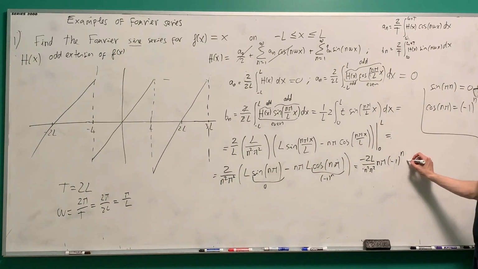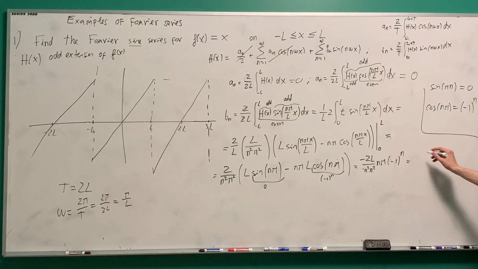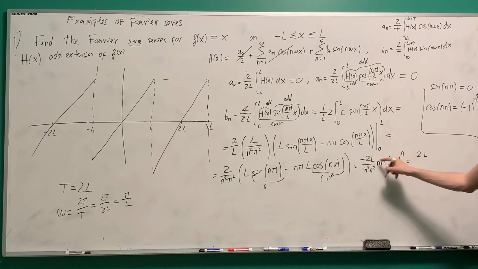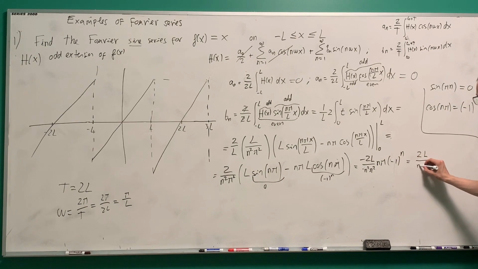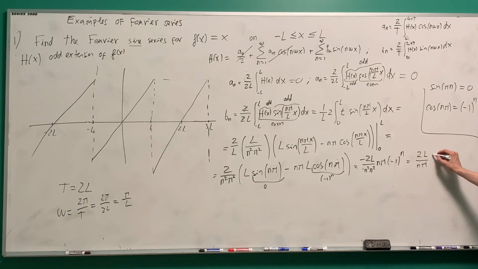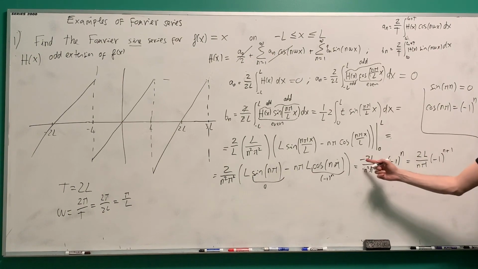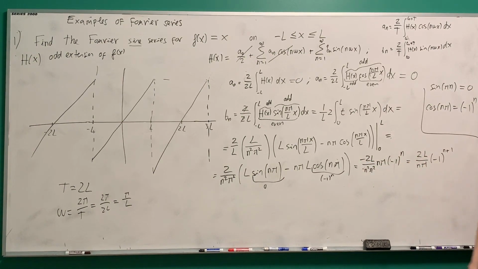Wonderful, we can simplify this and simply put the minus sign in here, and we're going to get the following. So this is 2L over n pi, canceling one of the n pi's in the denominator, times minus 1 to the n plus 1. What I did is put this minus sign in as an extra minus 1 in the exponent. All right, so that's it, that's the bn.